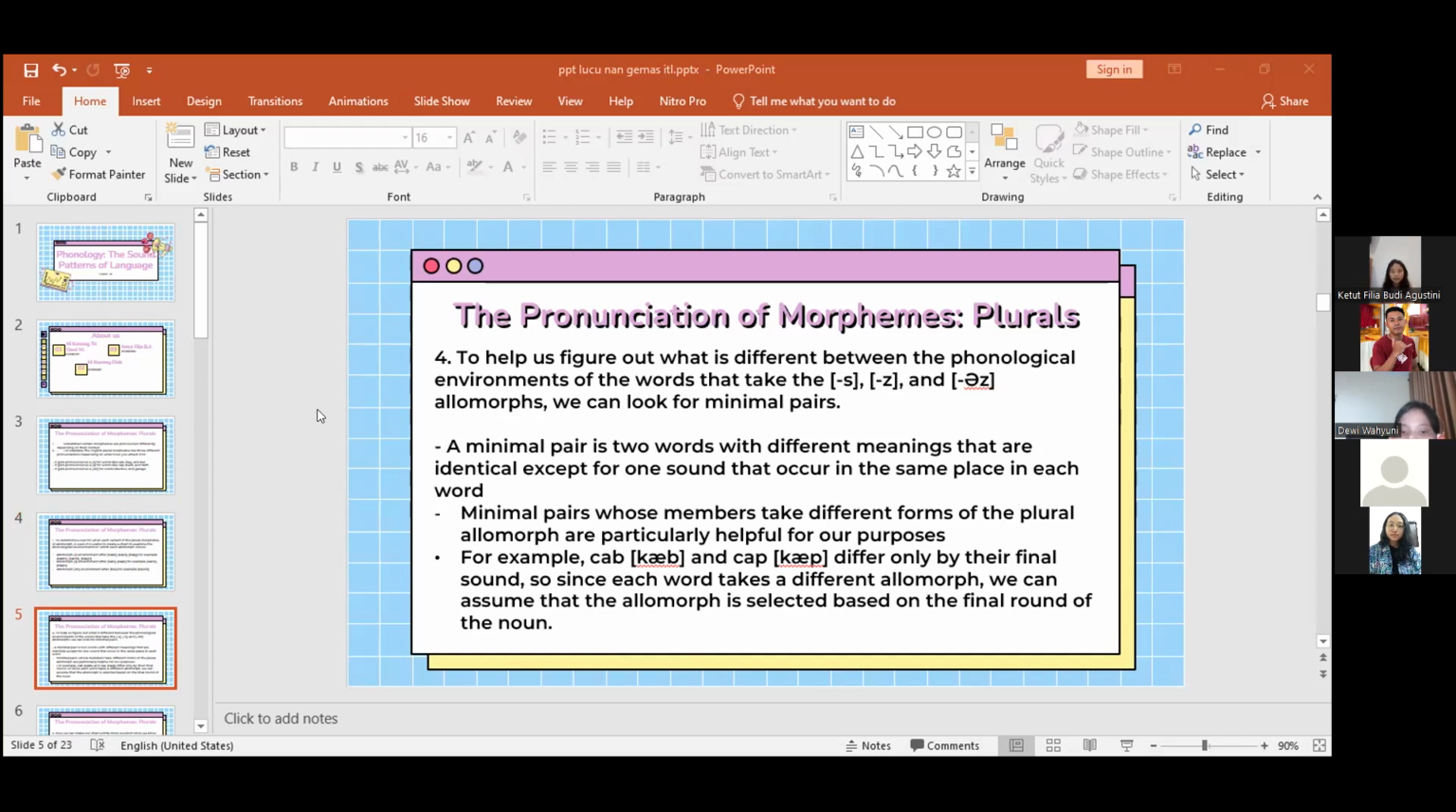A minimal pair is 2 words with different meanings that are identical except for one sound that occurs in the same place in each word. Minimal pairs whose members take different forms of the plural allomorph are particularly helpful for our purposes. For example, cab and cap differ only by their final sound. Since each word takes a different allomorph, we can assume that the allomorph is selected based on the final sound of the noun.